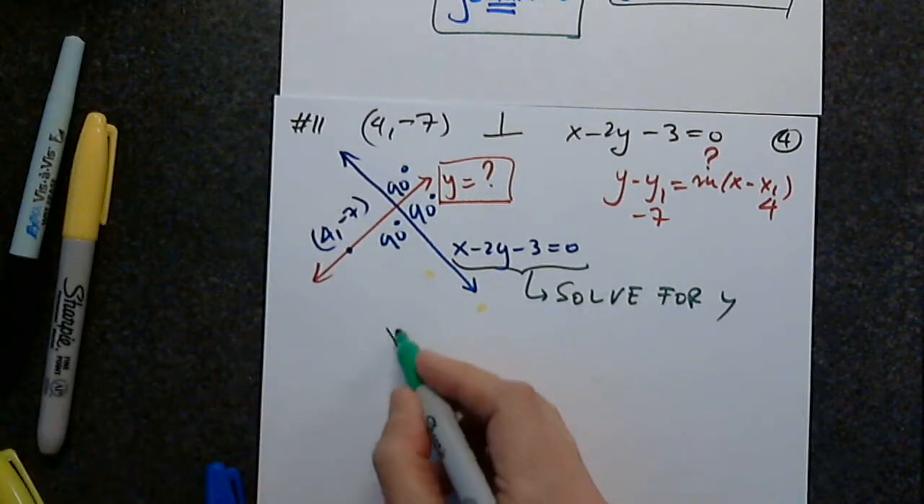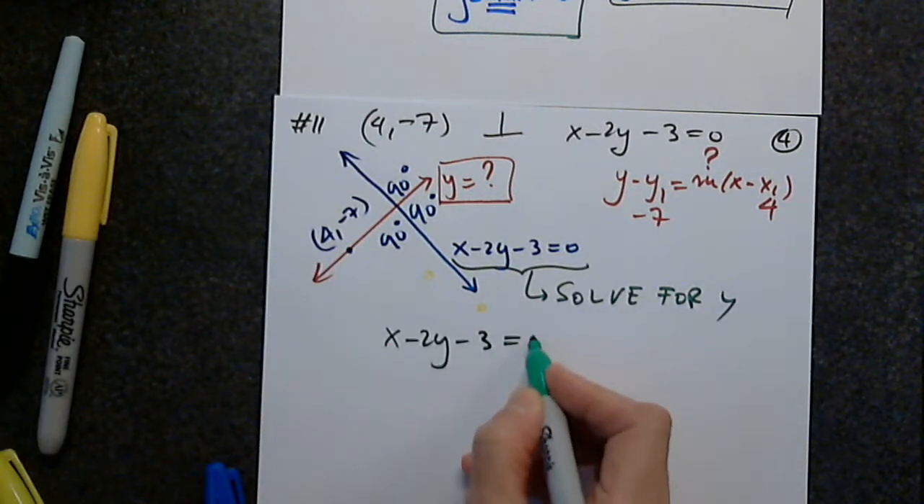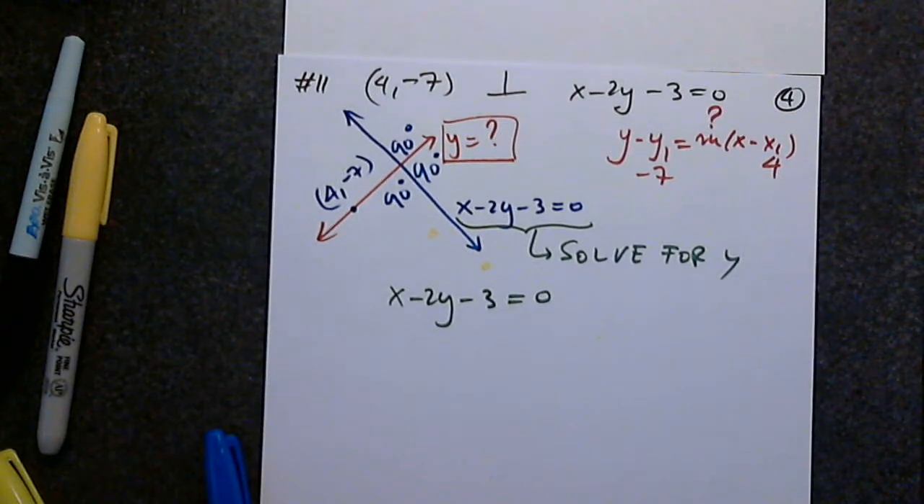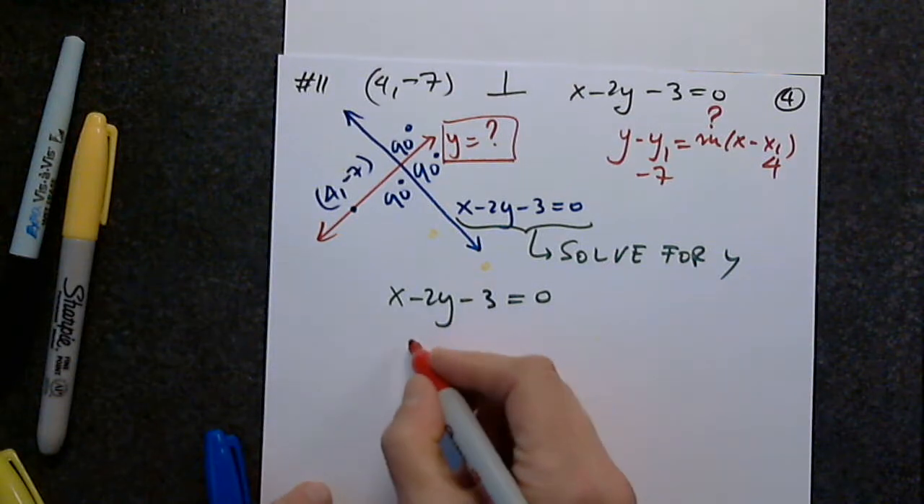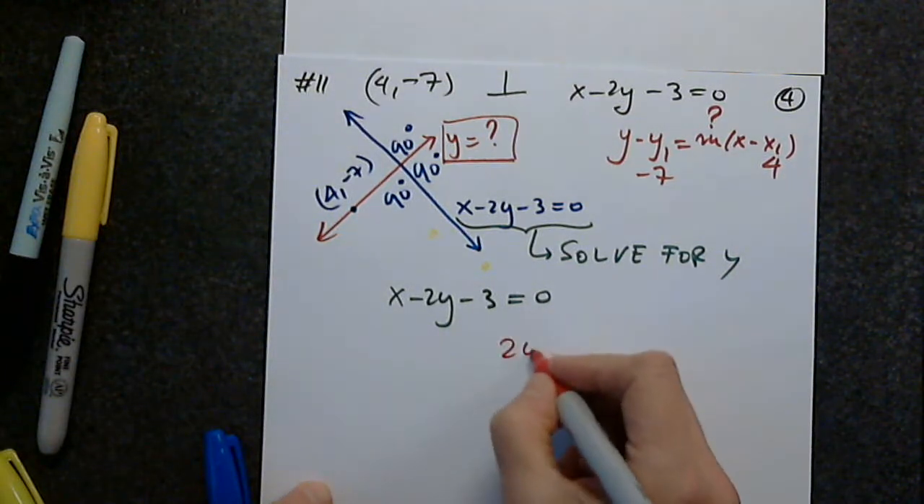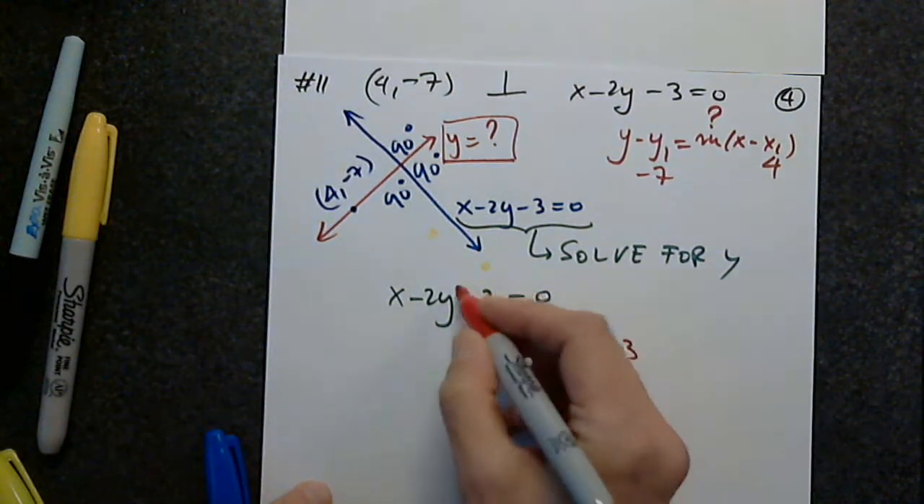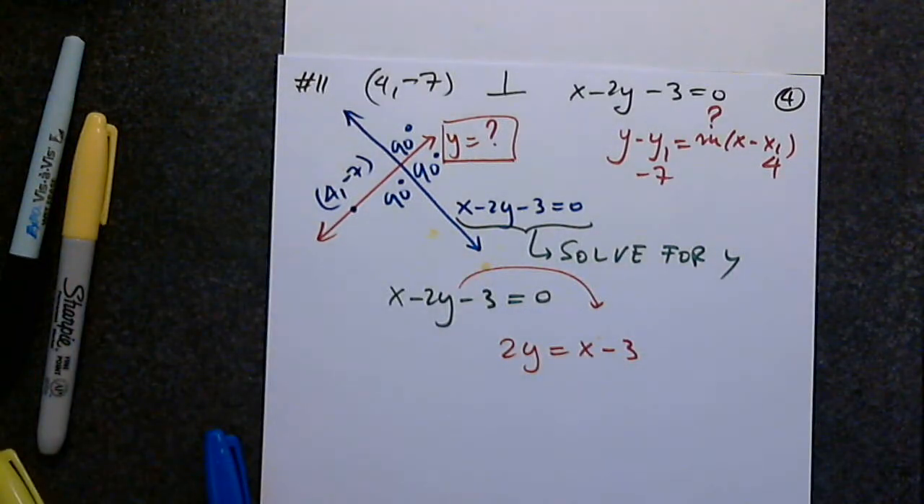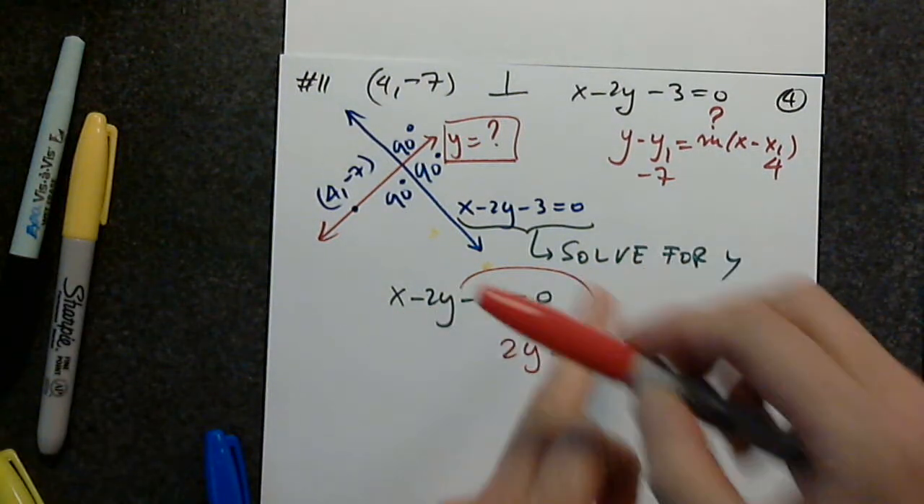So I have x minus 2y minus 3 equals 0. What is the first step towards solving this for y? So if you want, yes, that's fine. So then I have 2y equals x minus 3. Perfect. That's awesome. And I can read from the right or I can read from the left. It doesn't matter. So I move 2y to this side, and then I have x minus 3.